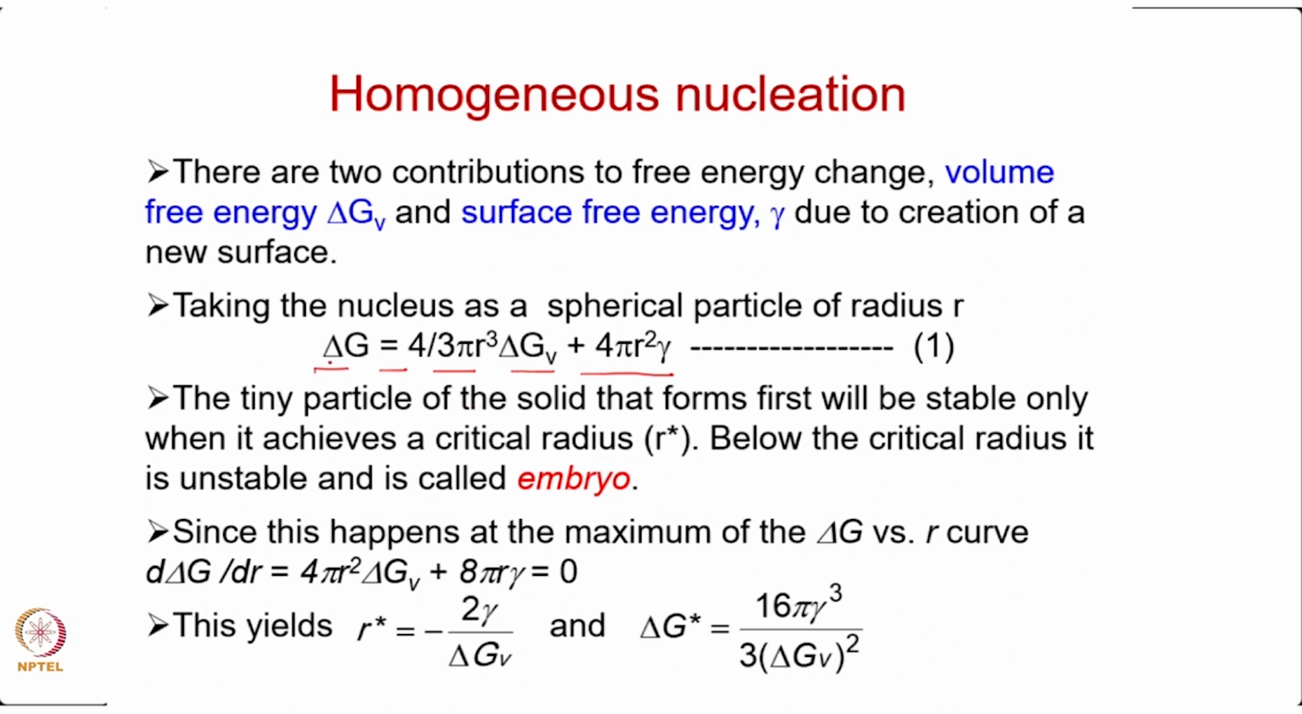If you differentiate this and then set this equal to 0 corresponding to that maximum, then you can derive the critical size R star and also the critical free energy change or the energy barrier, right? So now let us come back to this, the heterogeneous nucleation case.